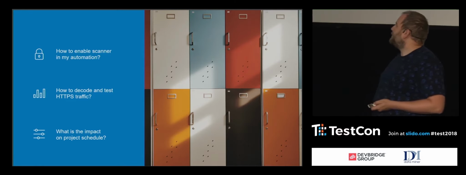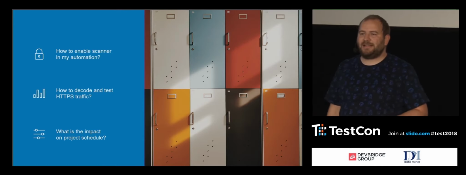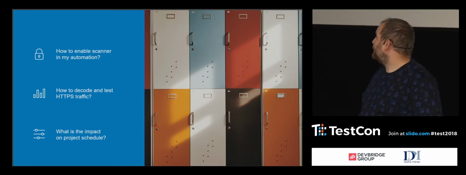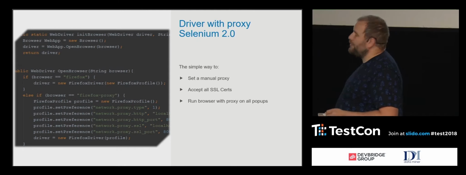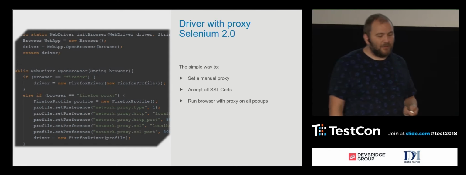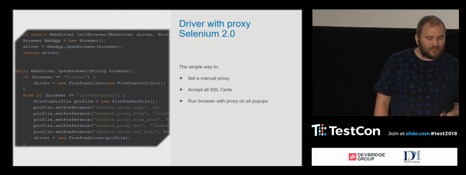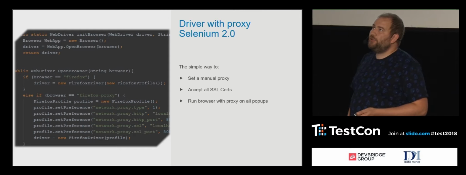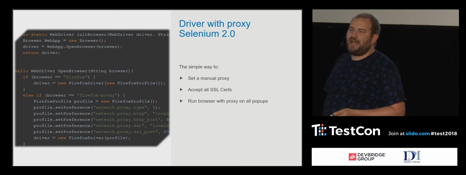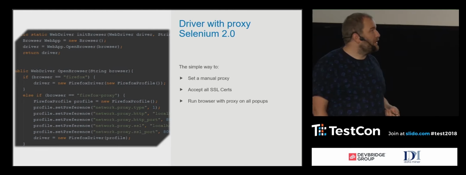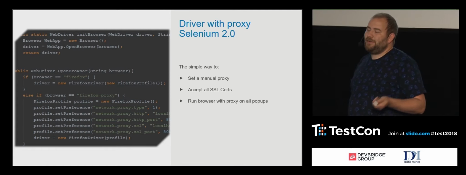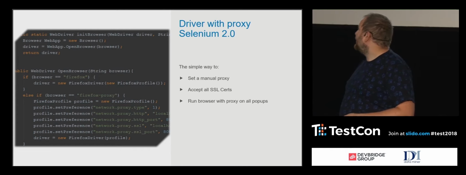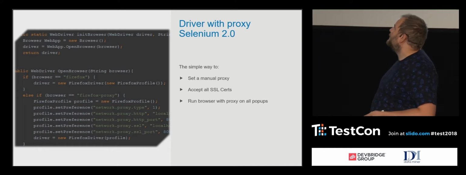There was some impact on the project schedule, but it was a single sprint, only for analyzing the false positives. So here is an example in Selenium 2.0 of how you can enable the proxy. We didn't use Jenkins or any other CI environment for our integration. We were running the automation on our local machines, so the ZAP proxy was also deployed on our local machine.